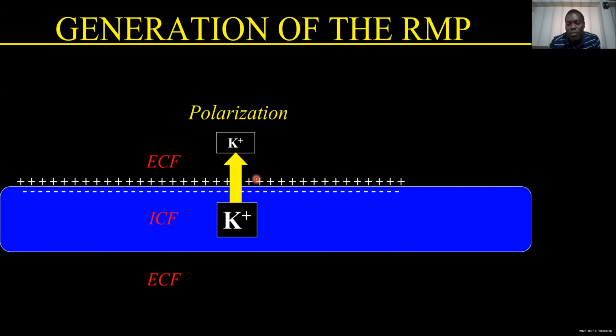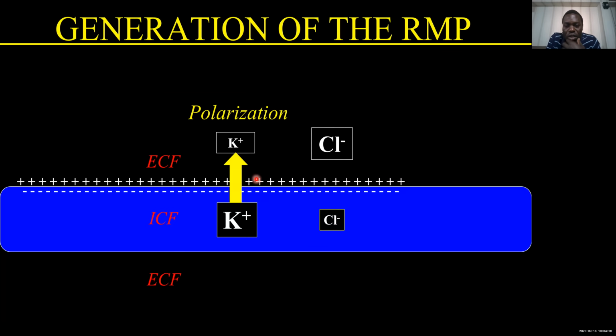So any ion that makes the inside of the cell be more negative is termed as causing polarization. Membrane polarization is when the inside becomes negative compared to outside. I hope you've understood that. That is membrane polarization. So potassium efflux causes membrane polarization. And I've defined polarization as when the inside becomes more negative, the outside becomes more positive. Right. Potassium efflux causes membrane polarization.